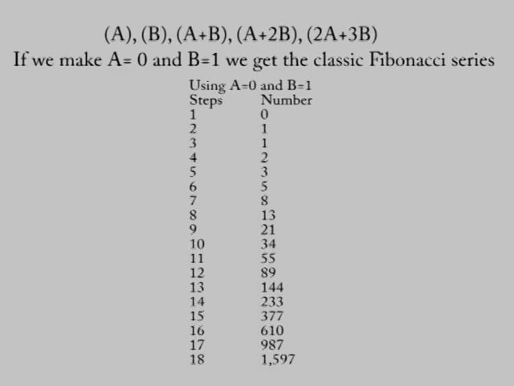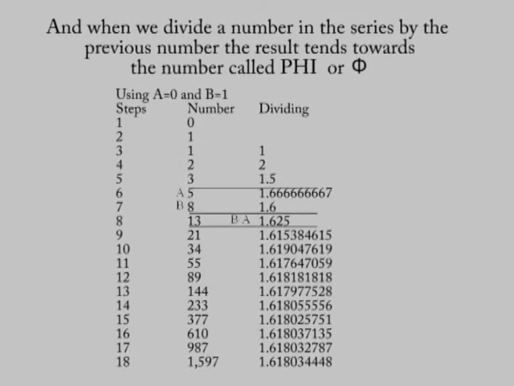If we make A equals 0 and B equals 1, then we get the classic Fibonacci series: 0, 1, 1, 2, 3, 5, 8, 13, etc. And when we divide the number in the series by the previous number, the result tends towards a number called phi.